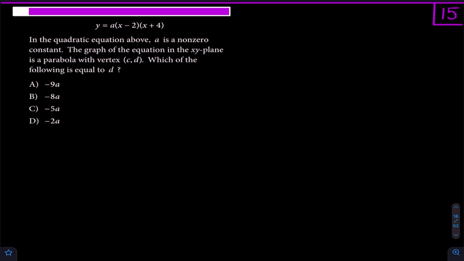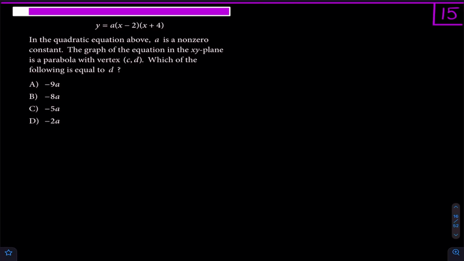Now moving on to problem 15, the last problem for this set of 5. This problem says in the quadratic equation above, a is a non-zero constant. The graph of the equation in the xy plane is a parabola with vertex c comma d. Which of the following is equal to d?